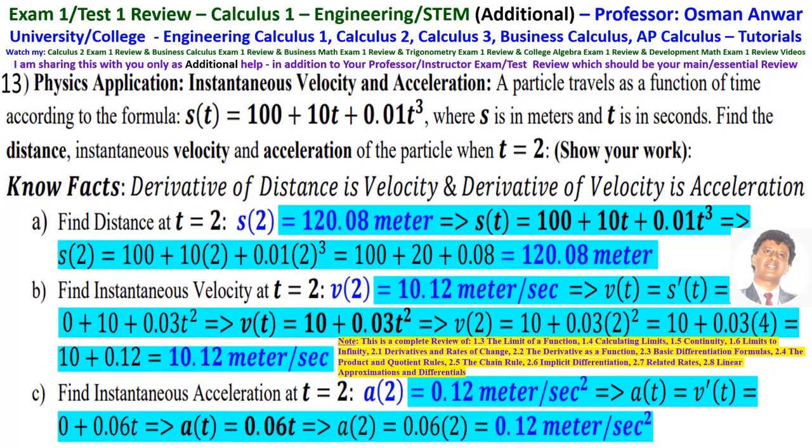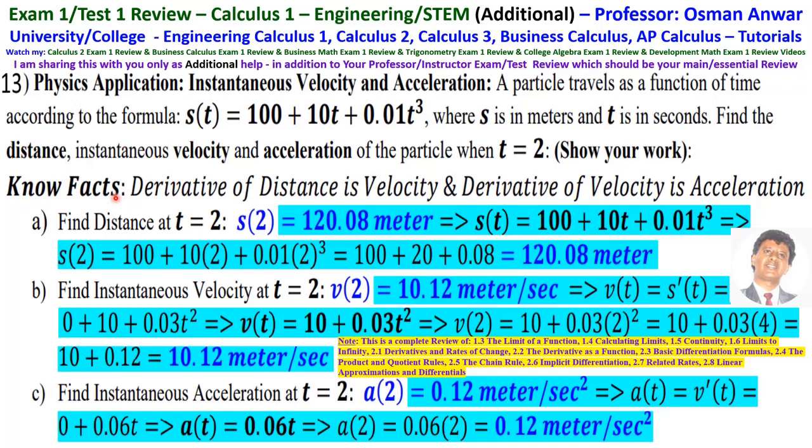Number 15 is physics application, instantaneous velocity and acceleration. A particle travels as a function of time according to the formula s of t equals 100 plus 10t plus 0.01t cubed, where s is in meters and t is in seconds. Find the distance, instantaneous velocity, and the acceleration of the particle when t is equal to 2. So known facts are derivative of distance is velocity and derivative of velocity is acceleration.